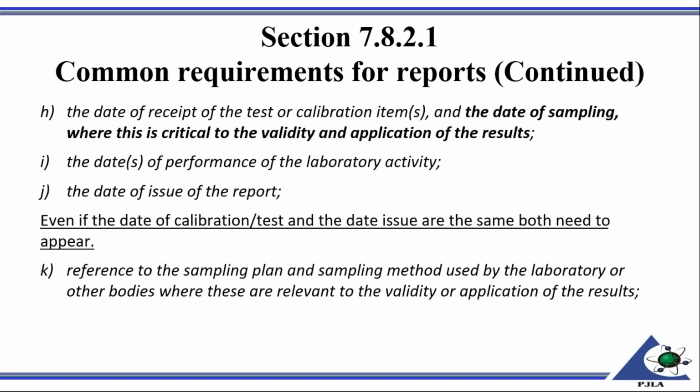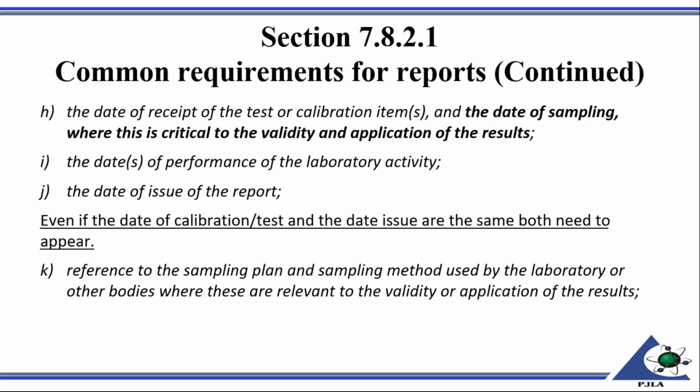So H, the date of receipt of the test or calibration item or items, and the date of sampling where this is critical to the validity and application of the results. If you're not doing sampling, you don't need to include a date of sampling. It is only applicable if you are performing a sampling, or if you're testing or calibrating an item that has been sampled. And that's only if it is going to affect the validity of the results. Even if you're doing sampling, if it's not going to affect it, then you don't have to include it.